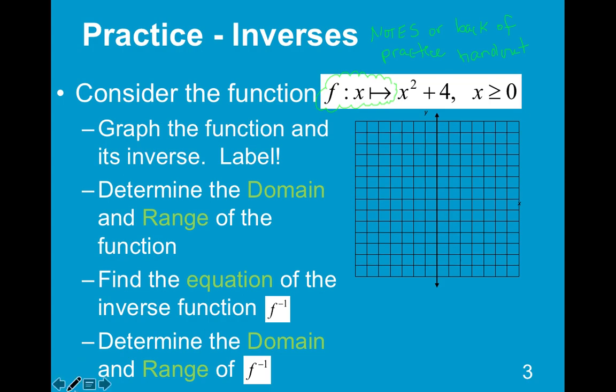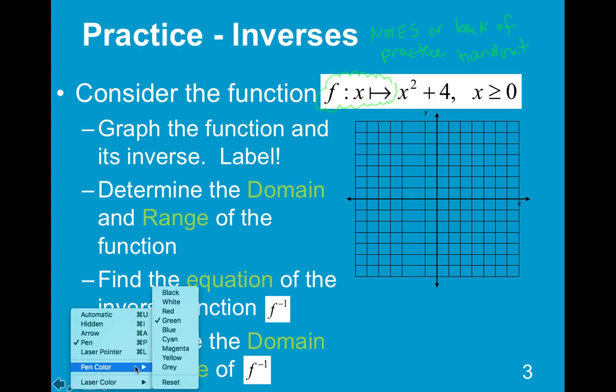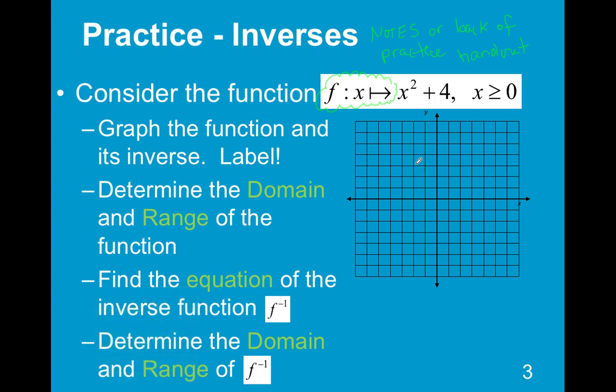Why can't I change my color? There we go. I'm desperately trying to change my color. Come on. There we go. I recognize this. I can at least do that, and they did ask me to graph the function. So I can do that. Plus x squared plus 4. 1, 2, 3, 4. Nobody asked me to label, I'm just doing it.